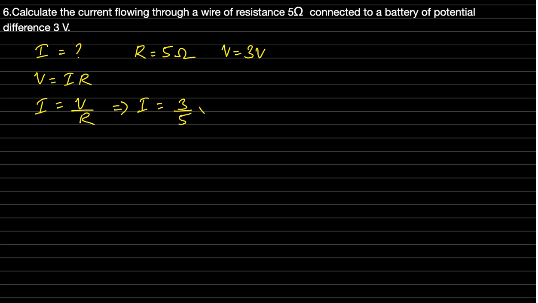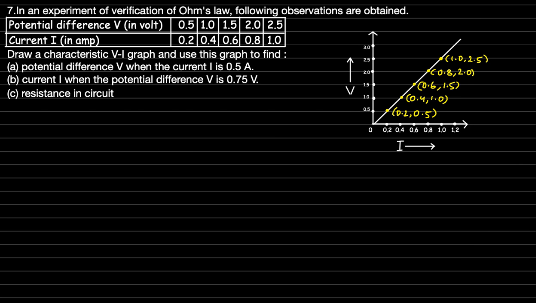So I'll multiply numerator and denominator by 2. So we get I is equal to 3 2s are 6 divided by 5 into 2 is 10. Now 6 by 10 is 0.6. So I happens to be 0.6 amperes. So these are like very simple questions. Getting into the next question, that is question number 7.